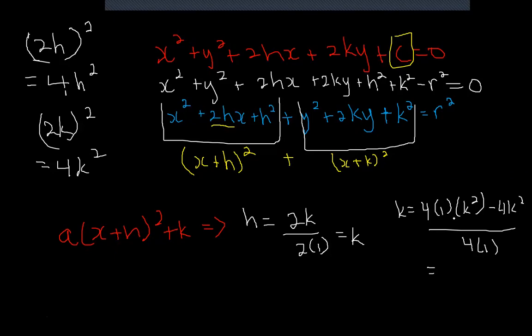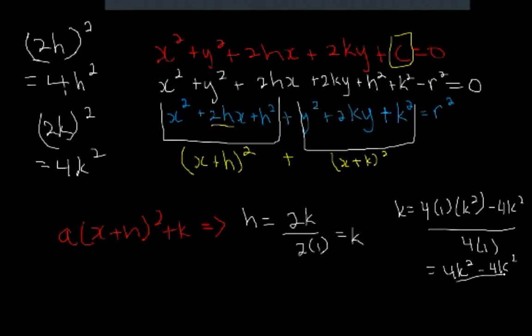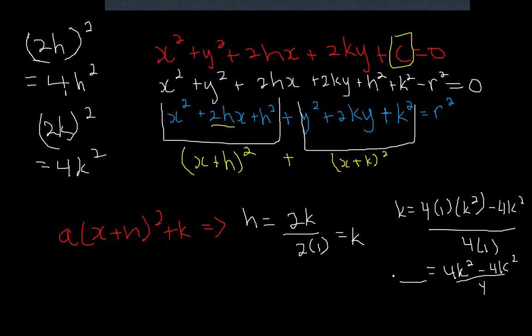4 times 1 times k squared is 4k squared, minus 4k squared, all on 4. Why? 4 times 1 is 4. Looking over here now, 4k squared minus 4k squared is 0. 0 divided by 4 is equal to 0.